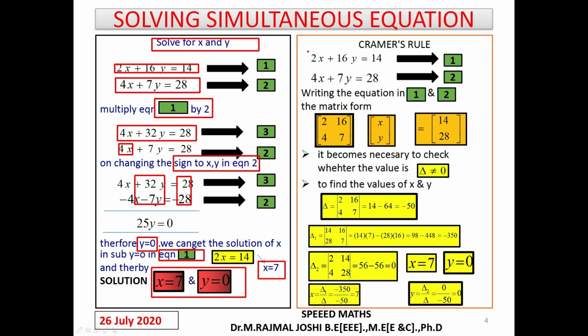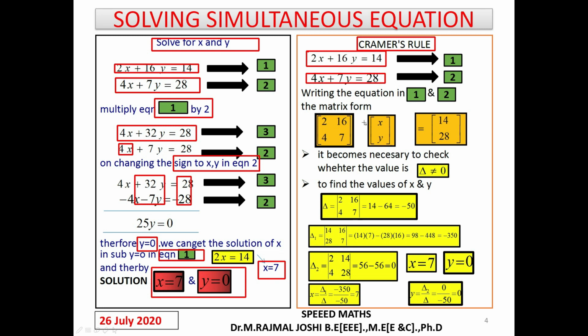So we'll see how to use Cramer's rule for the same problem and how to get the solution for x and y, and we'll check whether we are getting the same solution to this problem also. Whenever the equations are given, first we will consider 2x plus 16y is equal to 14 and 4x plus 7y is equal to 28.